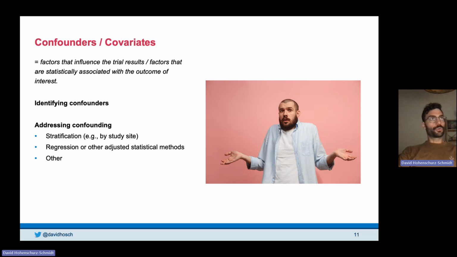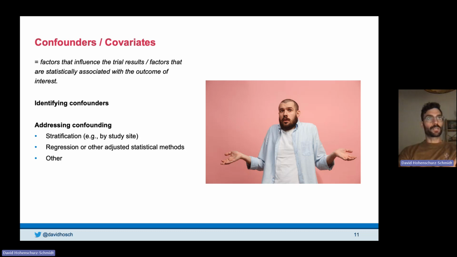That would probably be a regression or other adjusted statistical method that I've just explained to you. You could also stratify. So that's subgrouping based on potential confounders. A good example are study sites.